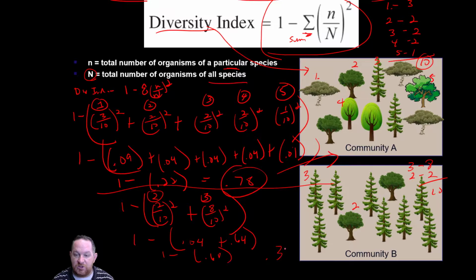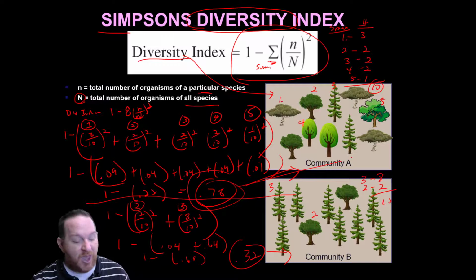So obviously, if you're comparing, community A has a diversity of 0.78. Community B has a diversity of 0.32. Obviously, 0.78 is higher. Community A is more diverse. So you can easily calculate this Simpson's diversity index using this formula, and this will help you to determine the diversity within a particular community.